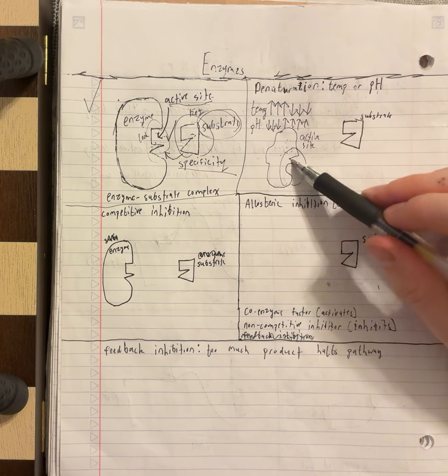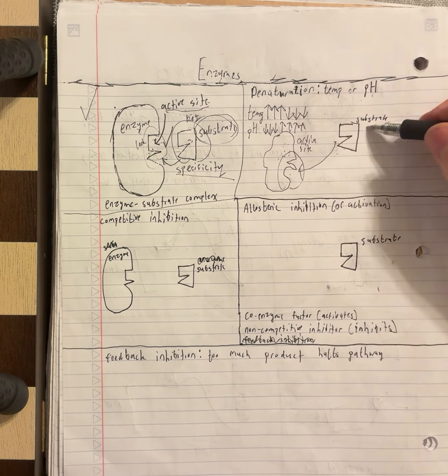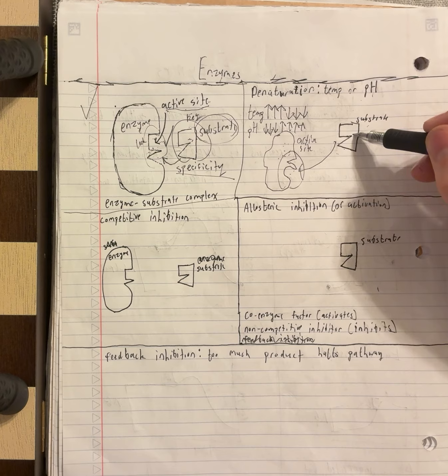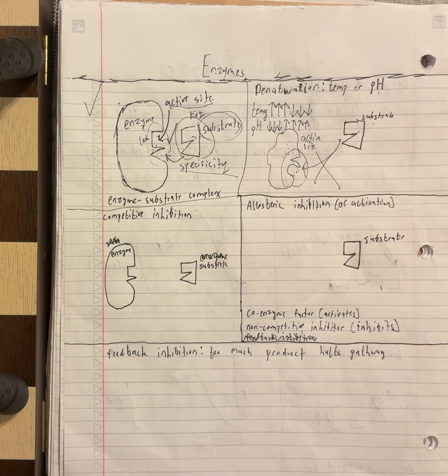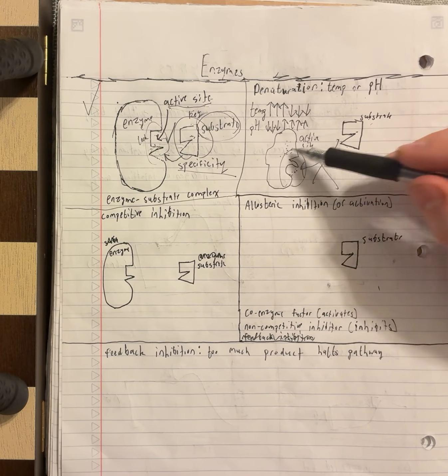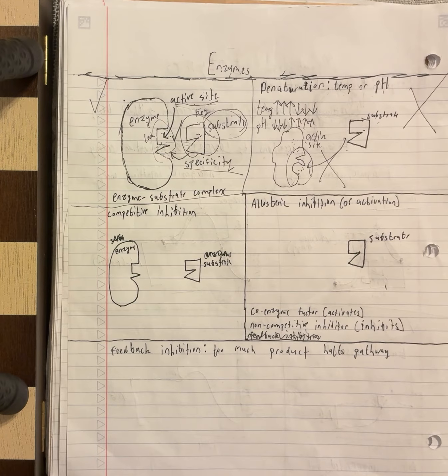So now if we look at this active site and we look at this substrate, can I put that substrate there? Will this key fit into this deformed lock? No, it won't. So this enzyme is no longer going to function. So denaturation, temperature, pH, not going to work.